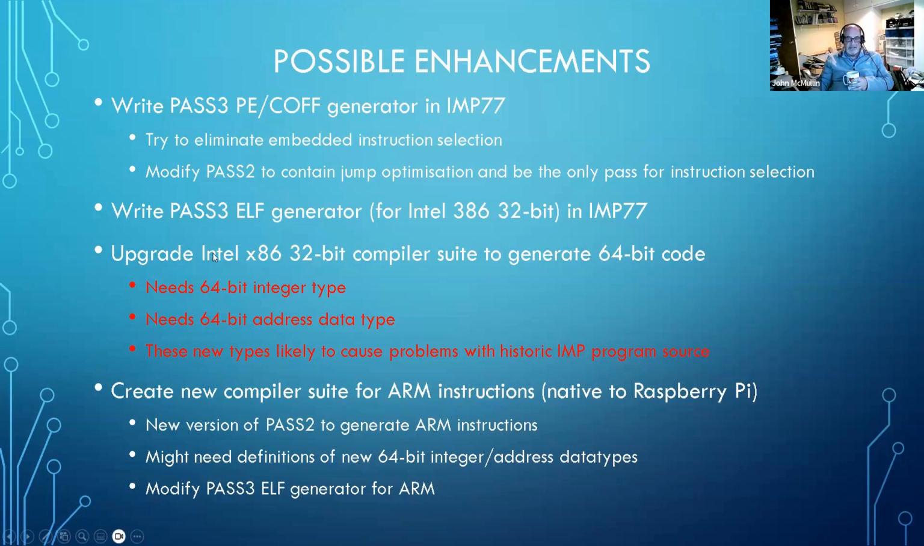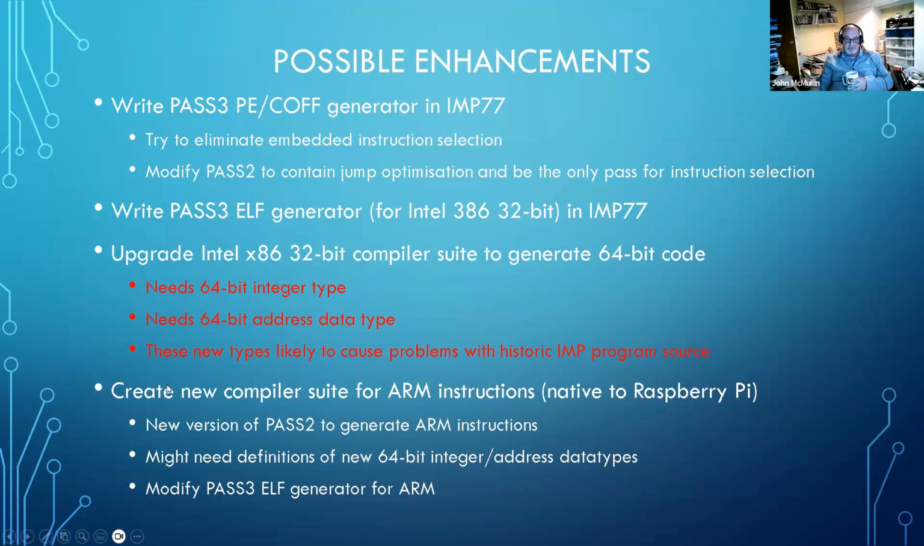One other thing I'd like to do eventually is to go from the 32-bit compiler, so the x86, to 64-bit code. But we need to be able to have 64-bit integer types. So we already have byte integer, short integer, and integer or long integer as a paraphrase. So we probably need to have something like long integer for the 64-bit integer type. And the addresses would then also have to be 64 bits. But these could cause problems in Imp programs, the historic ones.